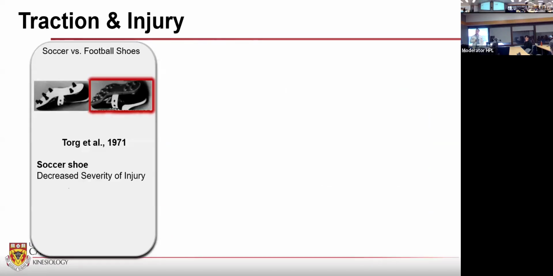So going back over the history of traction, footwear traction and injury research, we go all the way back to 1971, a study by Torg et al. And this was an observational study. And what they did is they simply looked at the shoes athletes were wearing, and they found that when athletes wore this soccer style shoe that's highlighted in red, so it had a larger number of smaller cleats, that they had a decreased severity of injury in this shoe compared to the conventional football shoe worn at the time. So this had these longer studs. And he attributed this decrease in severity of injury to a decrease in the traction of the shoe.